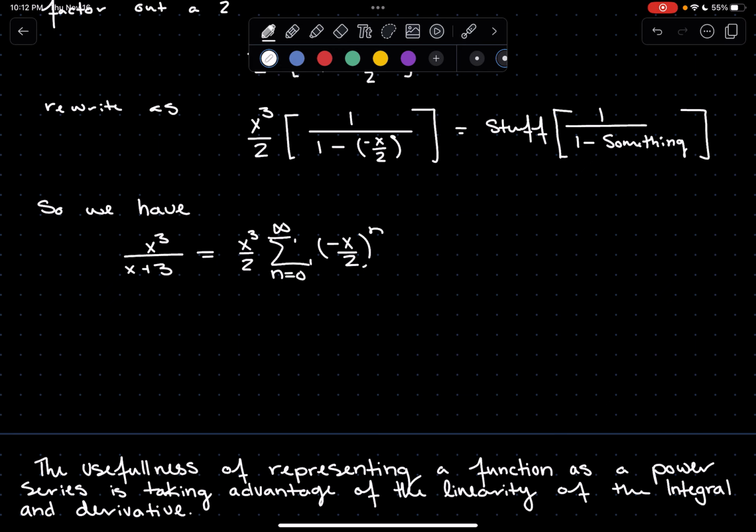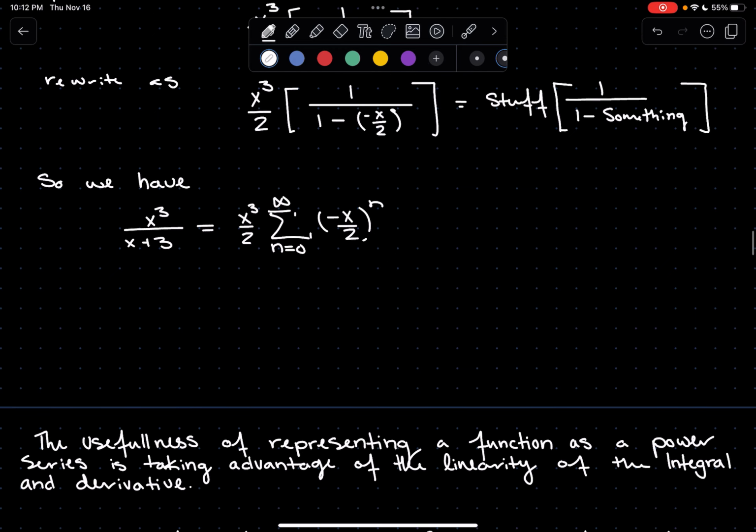And so I get this whole mess, but I have this x cubed out here, so I'd like to bring that guy in. I get a 2 over here. So I'm going to rewrite this as x cubed over 2 times this sum from n equals 0 to infinity of negative 1 to the n, x to the n, over 2 to the n. I just want to get the n's on each thing: the alternating term by itself, the x's by itself, the 2 by itself.